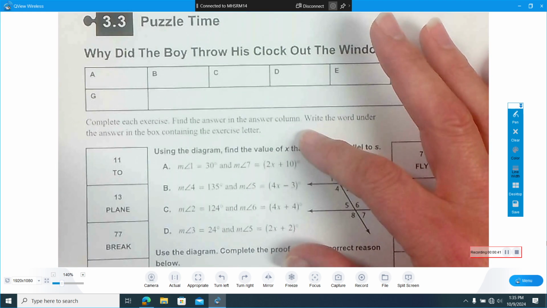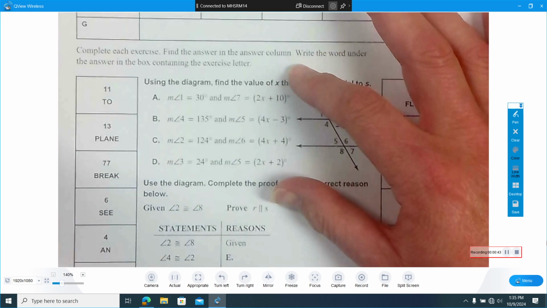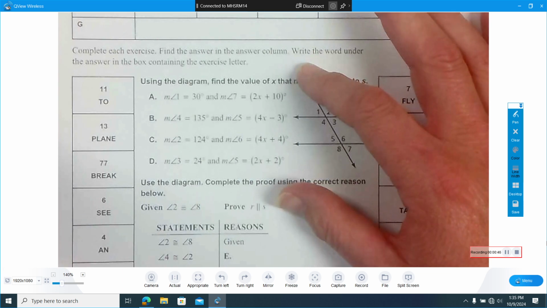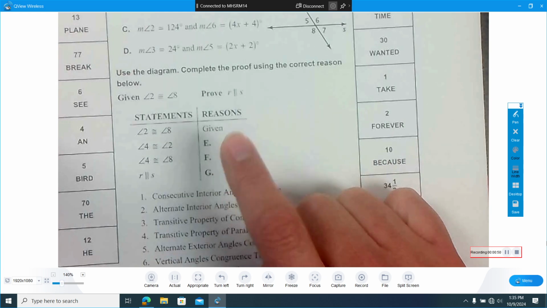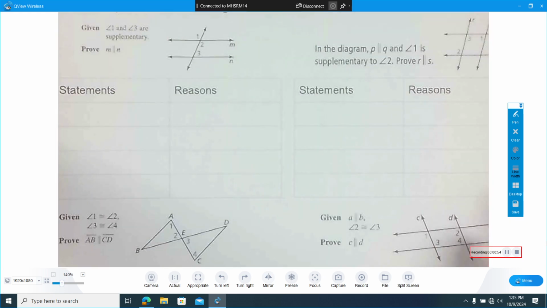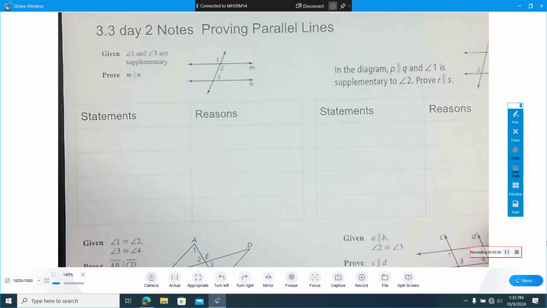This is what we were doing yesterday, just solving for x, setting up equations and solving for x, so super easy. And then you just have 3 little statements to complete here, which I'm pretty sure you'll be able to do after we talk through these proofs today. I like using colors, and I think it's very important to mark up your picture.